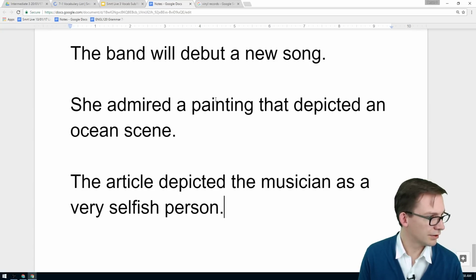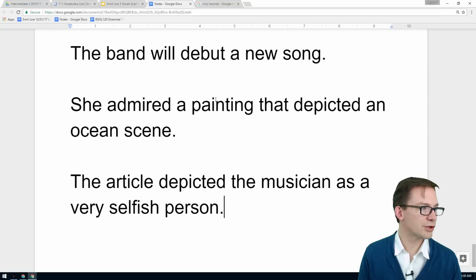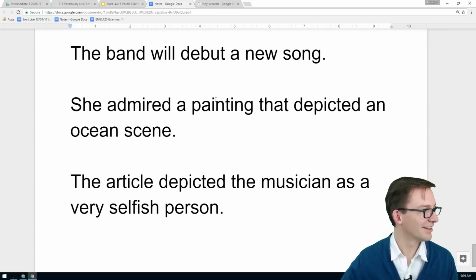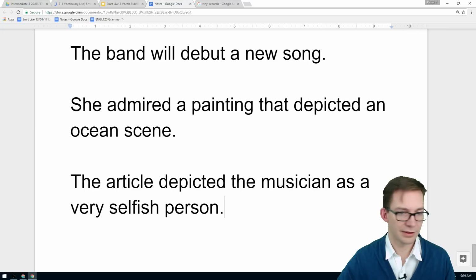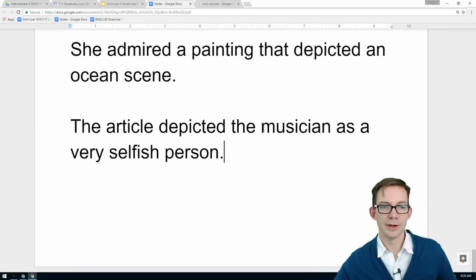Good one, Nitesh, yeah. To represent. Good. Carl, I'm not sure what you're saying about poverty. I'm not sure if that's for me or for somebody else. The scene depicts a country life. Good. To represent. That's exactly right, Guy. That's good. Okay. So that's depict.